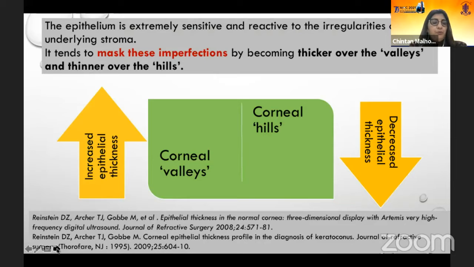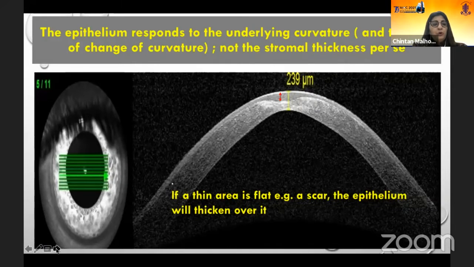Now, the other concept which is important to realize is that the epithelium is extremely sensitive and reactive to the irregularities of the underlying stroma. And this is the concept which is making everybody interested in it. The epithelium tends to mask these imperfections by becoming thicker over the valleys and thinner over the hills. But also important to understand that the epithelium responds to the underlying curvature and also to the rate of change of curvature, but not the stromal thickness per se. So for example, in a case of keratoconus, some area is flat because of scarring. The epithelium will thicken over it rather than thinning over it as would normally be seen.